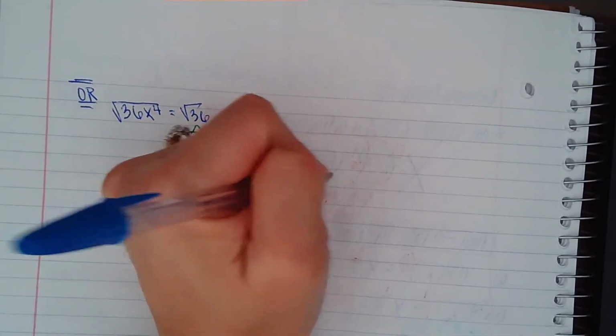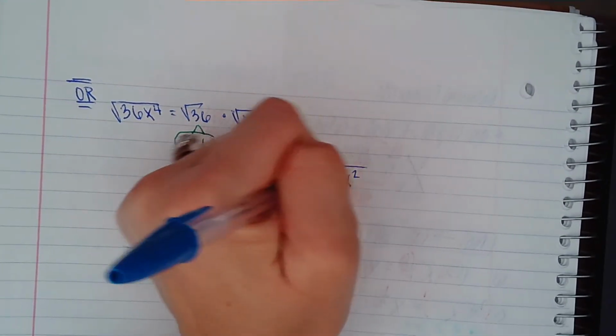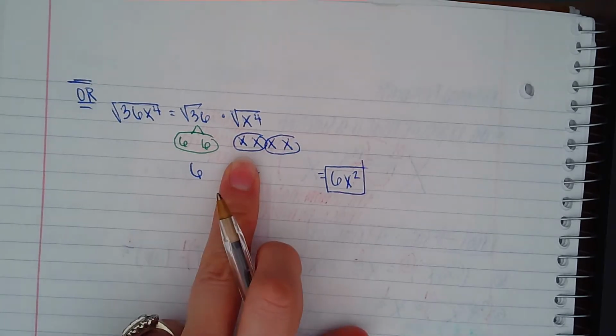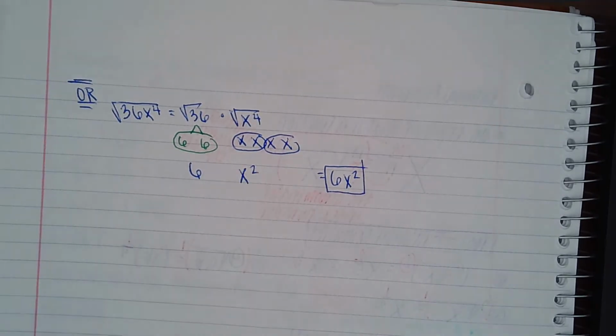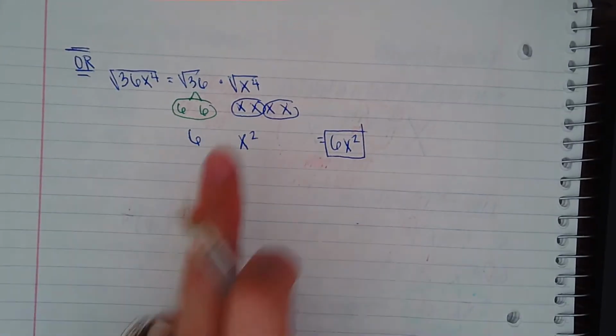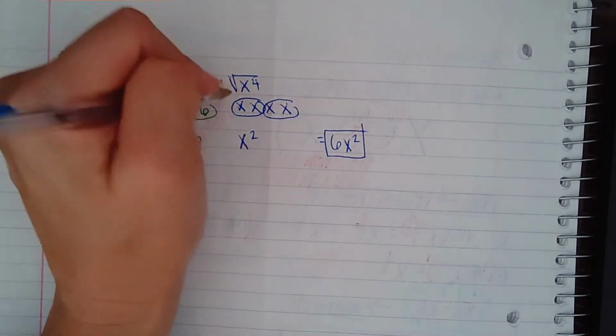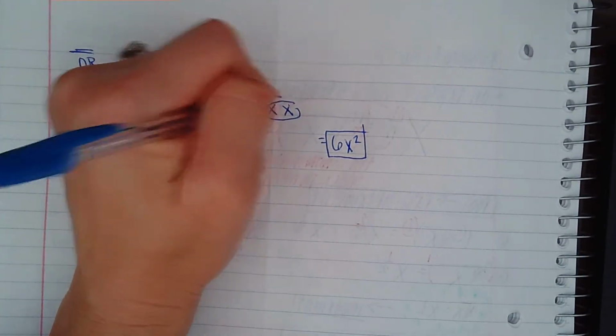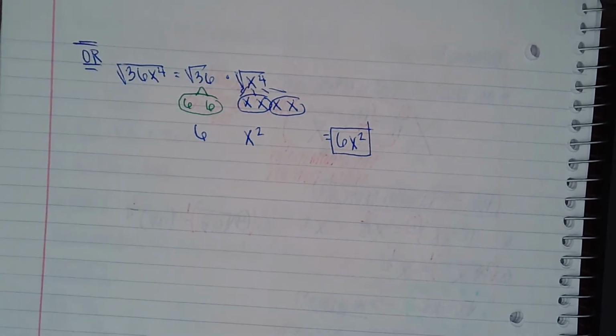So my answer would still be 6x squared. It's just depending on what you like to do. I like to divide just because it becomes a little bit easier. But if you're more comfortable about expanding it out, that's totally fine with me. Okay, let's try another one.